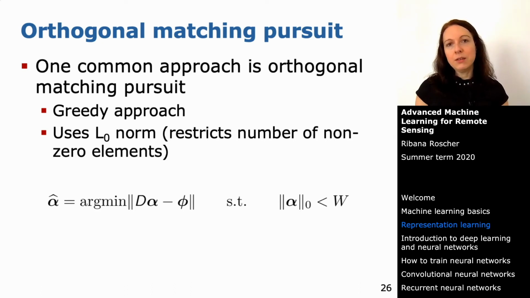It uses the L0 norm, which means you restrict the number of non-zero elements, and here again I gave you the equation for minimization. This is the optimization problem which we need to solve. You have Dα, which is the approximation of the signal, Φ is the signal, and then you have a constraint that the alpha vector, the activations, is restricted to W non-zero elements.